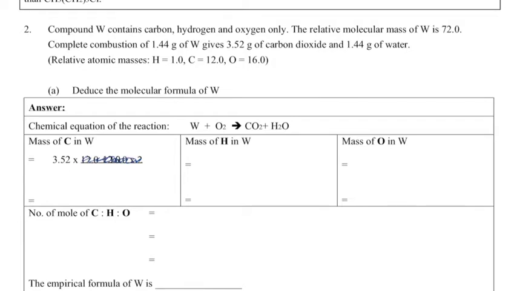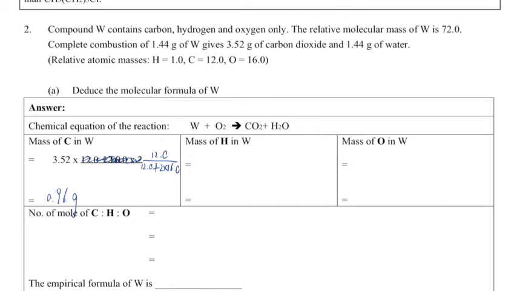In order to find out the mass of carbon, we need to work out the percentage by mass of carbon in carbon dioxide, which should be 12 over the molar mass for the whole thing, which is 12 plus 2 times 16. Since it produced 3.52 gram of carbon dioxide, we multiply by the total mass, and it will give us the mass for carbon. It should be 0.96 gram.